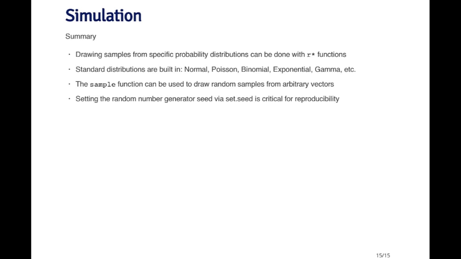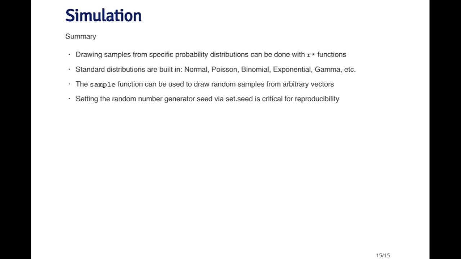So that's a very quick summary of the simulation functions in R. You can draw random samples from specific probability distributions with the R functions, so rnorm, rpois, rbinom we saw already. All the standard distributions that you will need are built in, things like the normal, the Poisson, the binomial, the exponential, gamma, etc. All those functions are built in, and you can use the corresponding R functions to simulate from them.